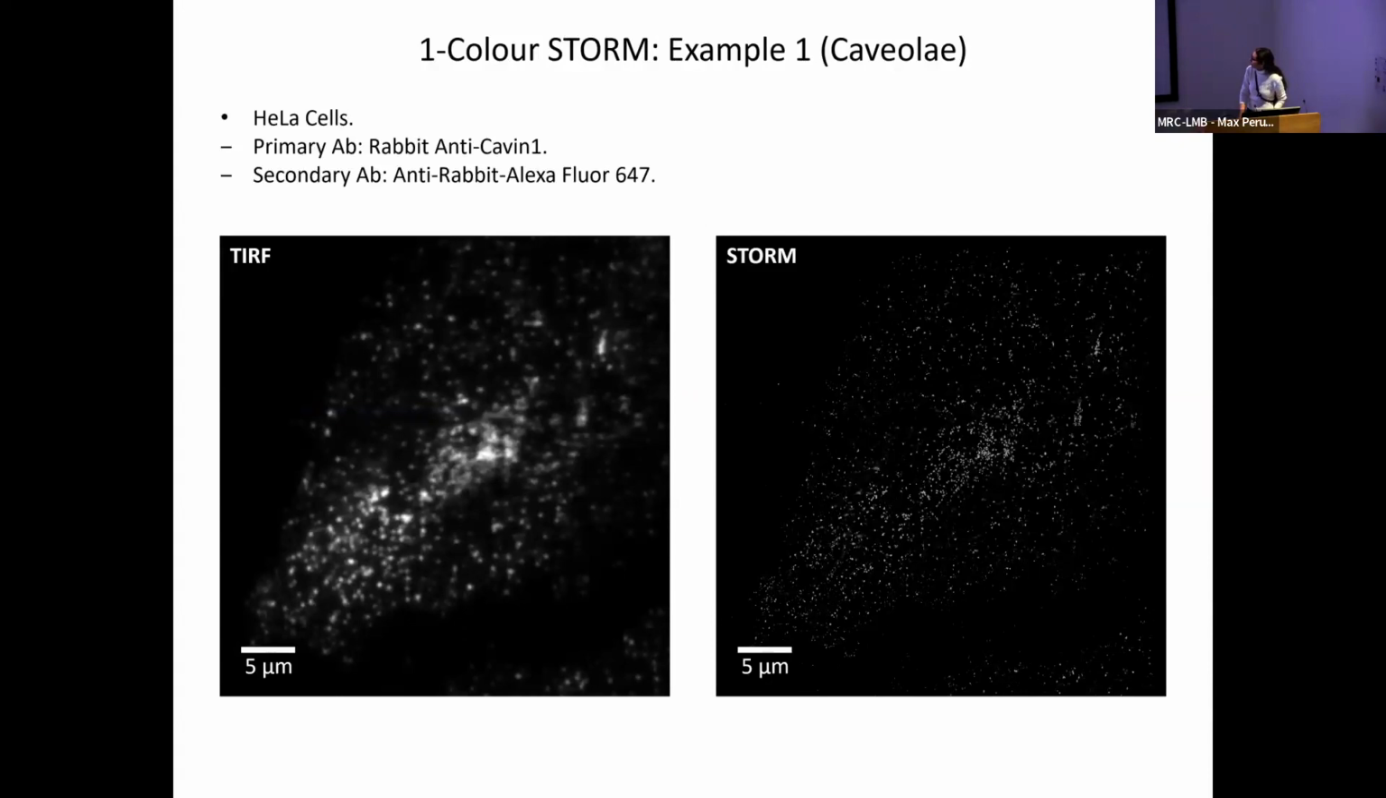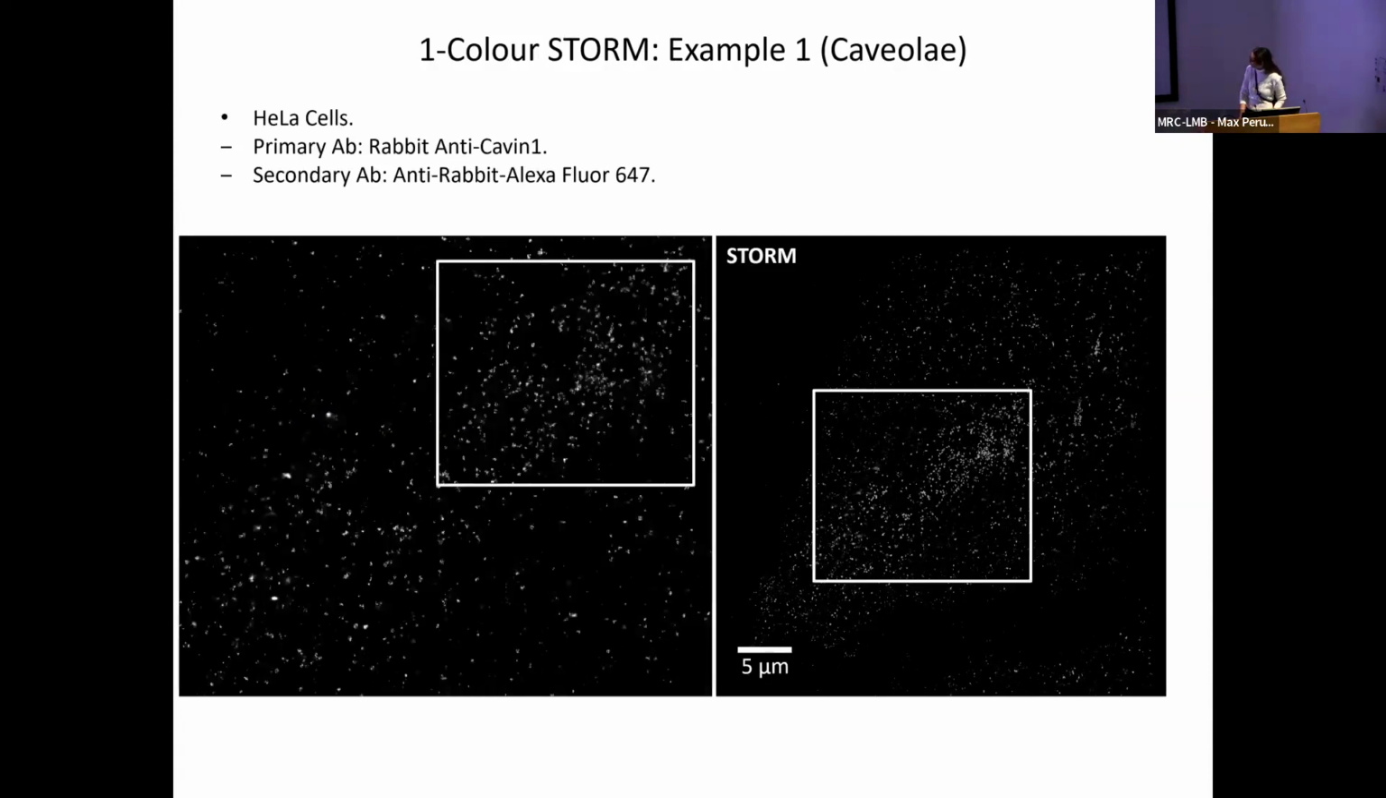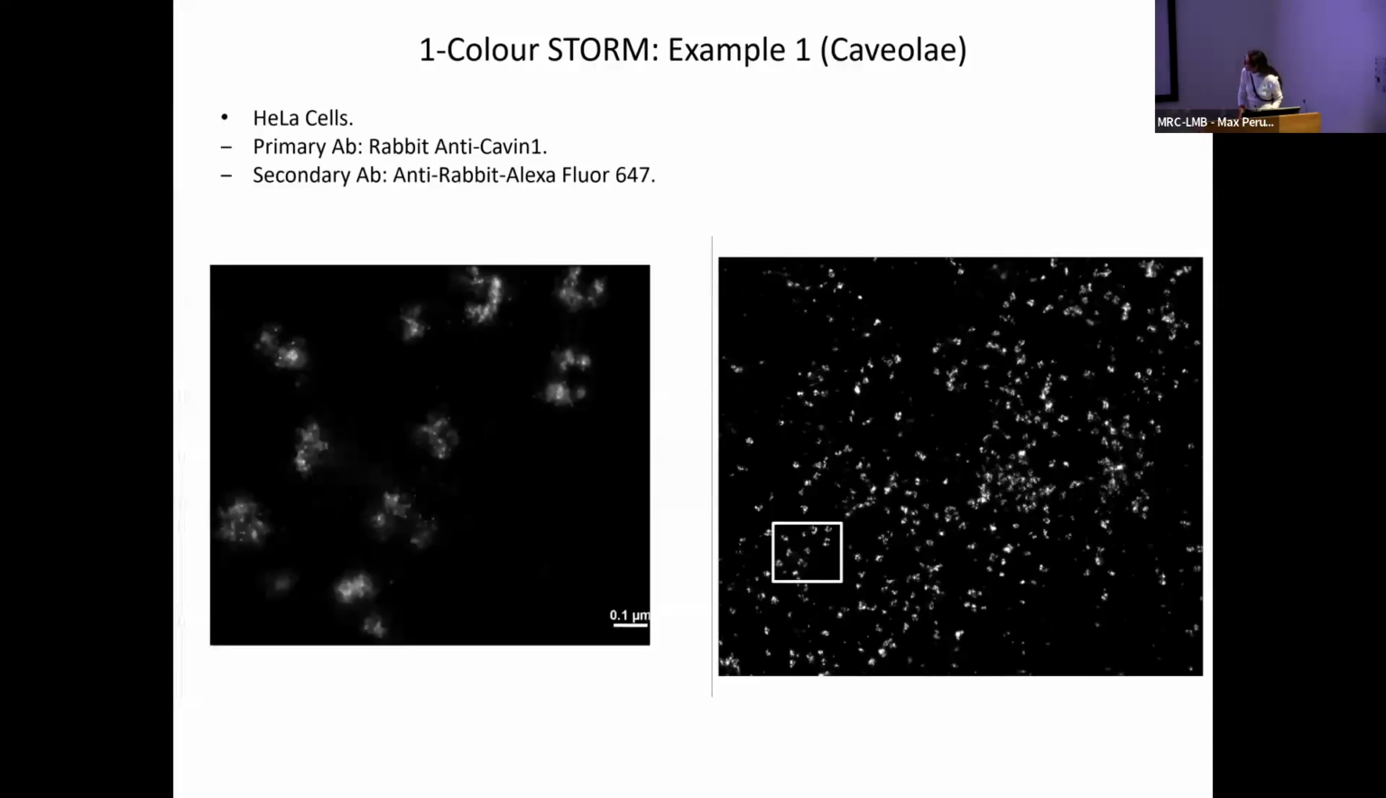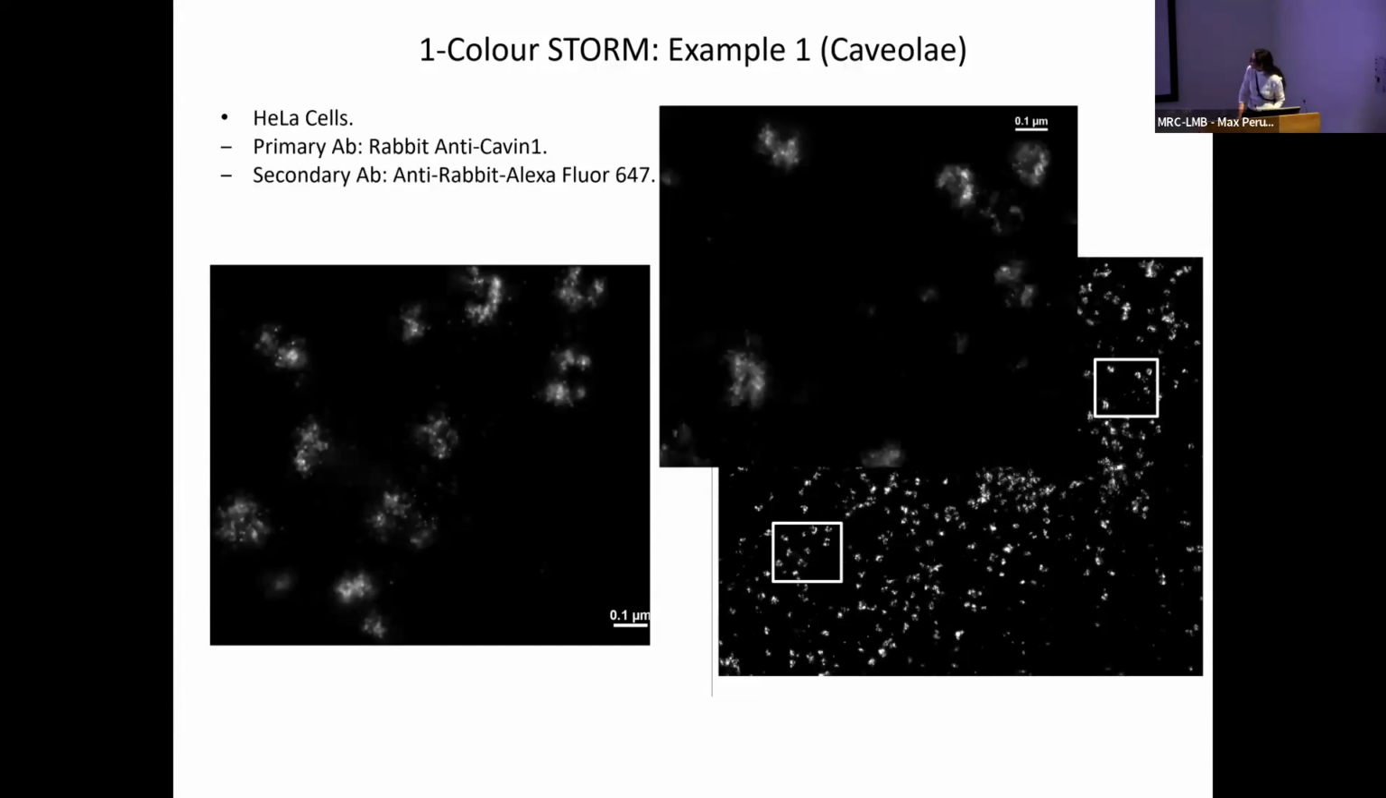So you have here the storm images, so you can see how you resolve the spots way better. Yeah, so here it's just zooming in, and you start seeing more of the structures of those caveolae that mark the endocytosis of molecules in your cells. You can see here with more details. I'm going a bit fast through it.